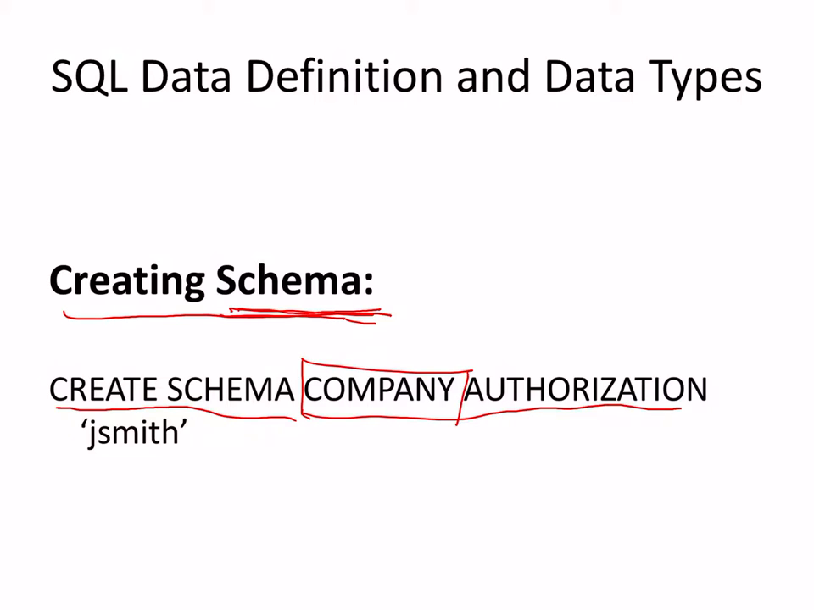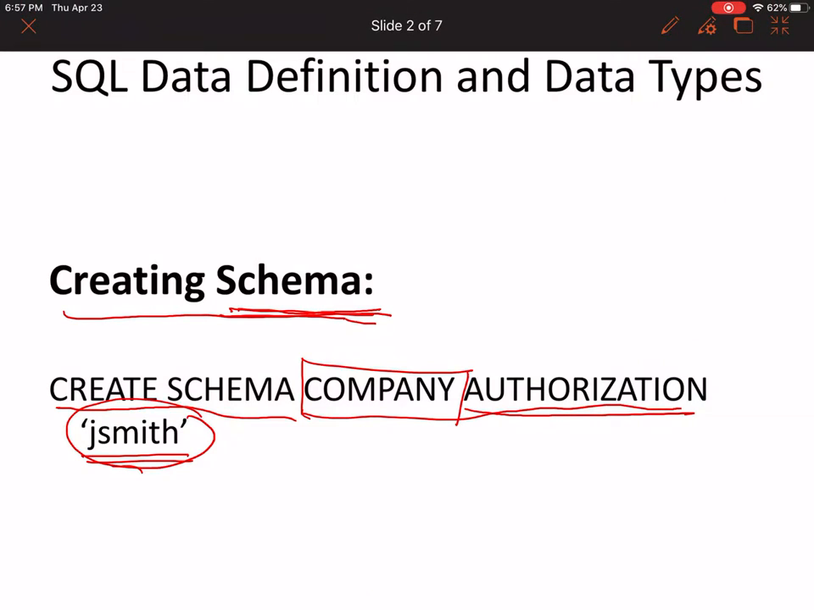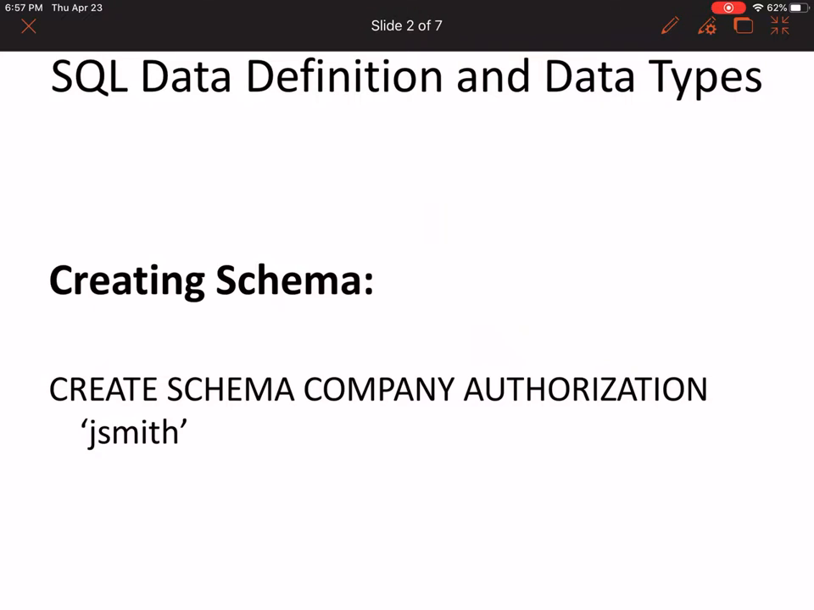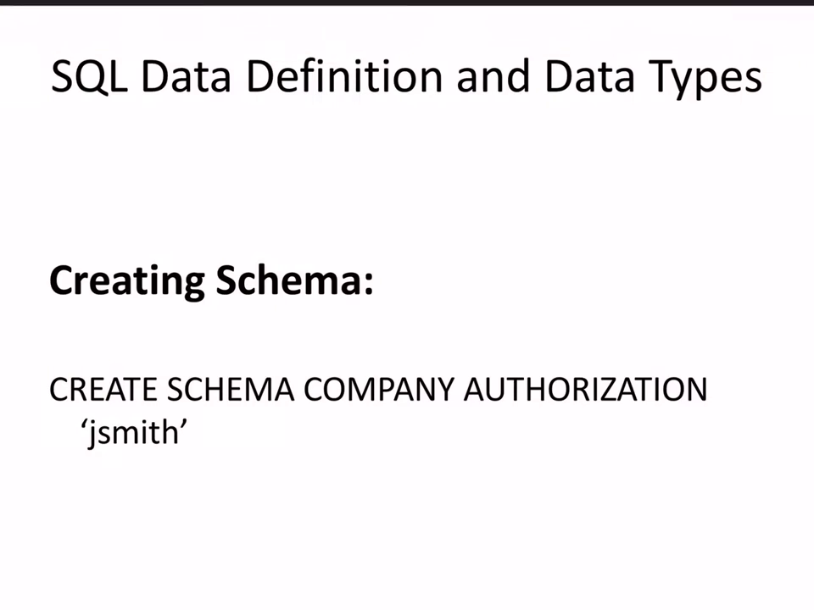And you are also mentioning the author or the owner of this database, so authorization J Smith. J Smith is the person who is the owner of this database, so you are authorizing him. This is what creating a schema is. The first thing you have to do is create a schema, that is the database. Hope you understand that schema is nothing but the database.